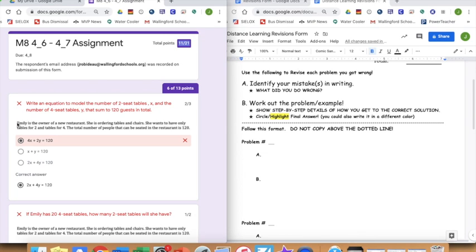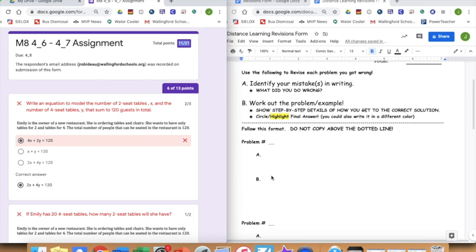Now, there are different versions of this assignment. So some of you got multiple choice and some of you did not. There's no way to tell who got what. So don't be like, wait a second, mine wasn't multiple choice. Well, that was intentional. So for this equation, I put 4x plus 2y equals 120. And it even gives me the correct answer.